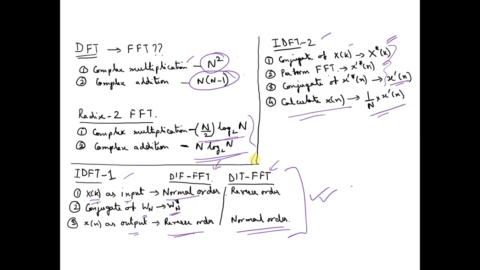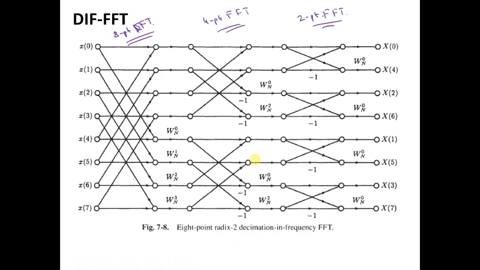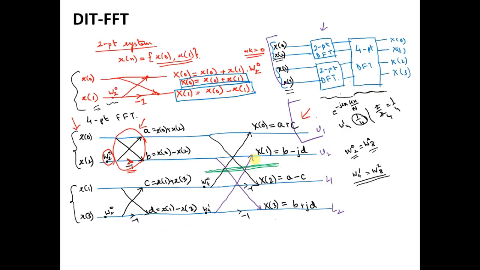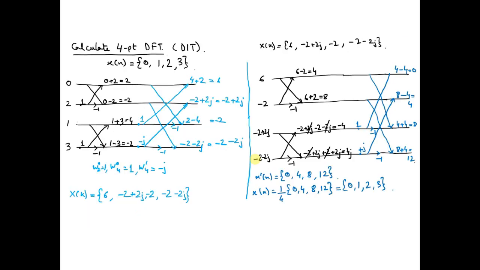So with this, I will ask you to do the 2-point and 4-point FFT for xn equals to 2. After you are done, we can have another numerical if time permits. So please do it. If you have any questions, you can ask.